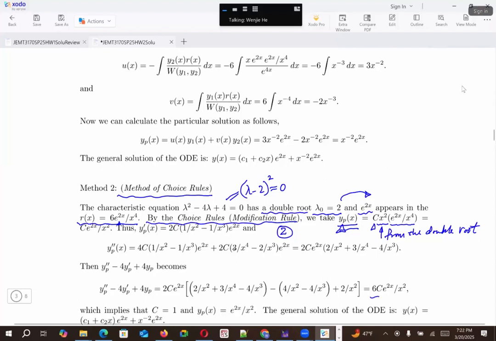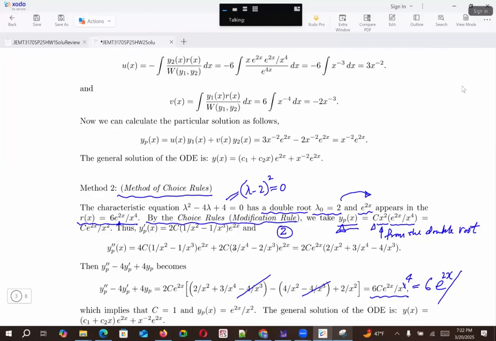So after simplification, you get this expression. And this expression should be equal to our given function. Our given function is this: 6 e to the 2x over... Sorry, this should be fourth, right? I will correct it. Because of the cancellation, let's look at the cancellation. Minus 4 cancels out.